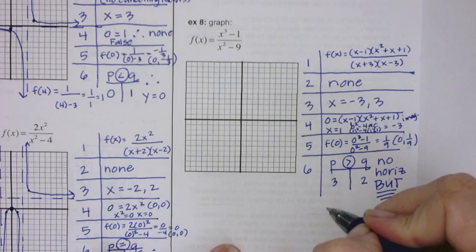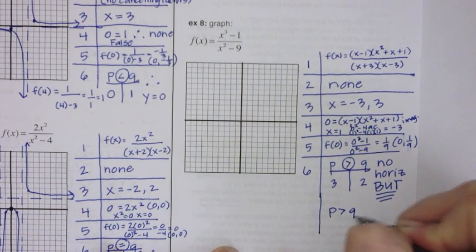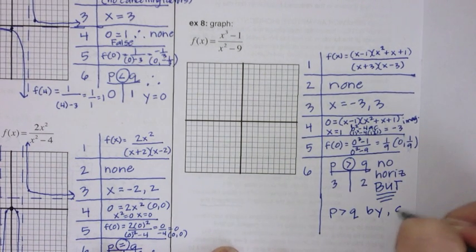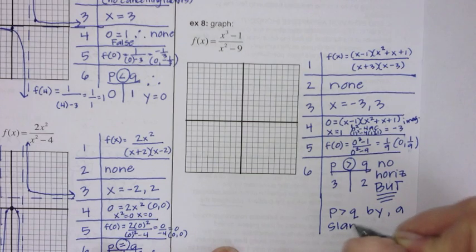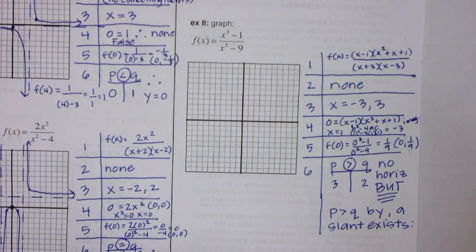Because P is greater than Q by 1, a slant exists, or oblique. I like slant. So how do we find the equation of the slant?